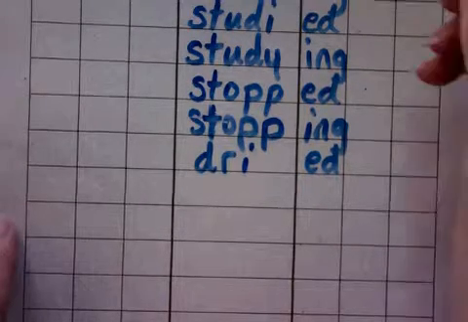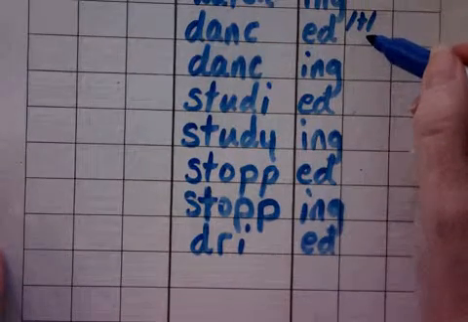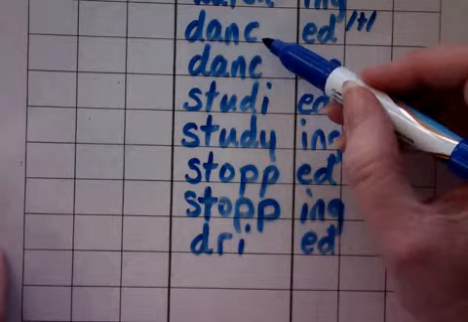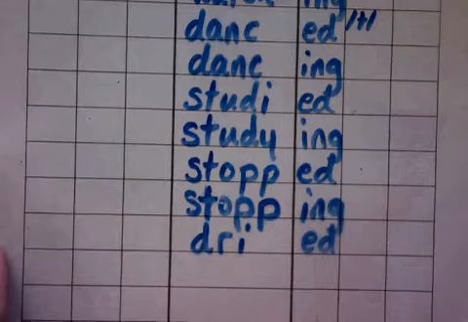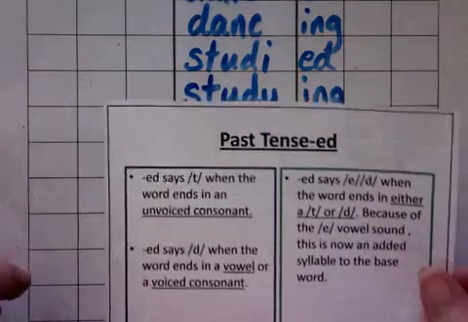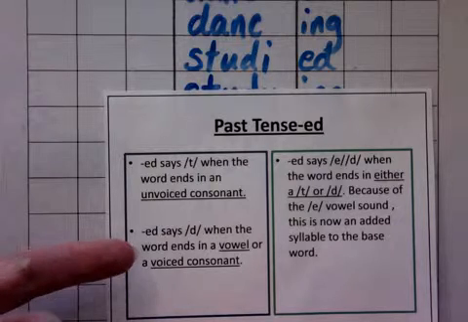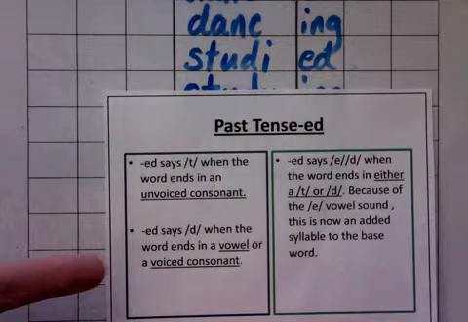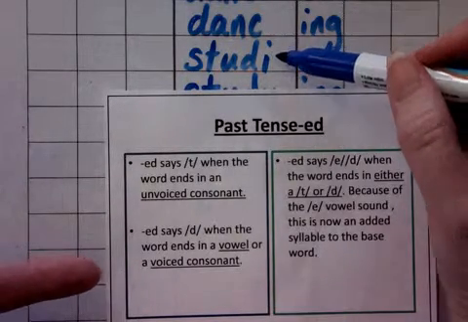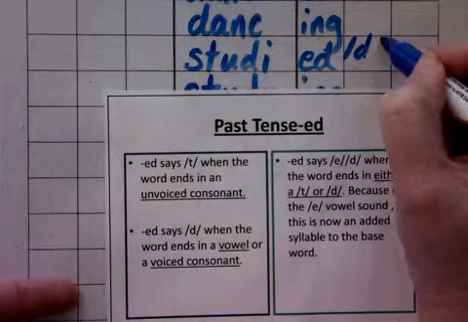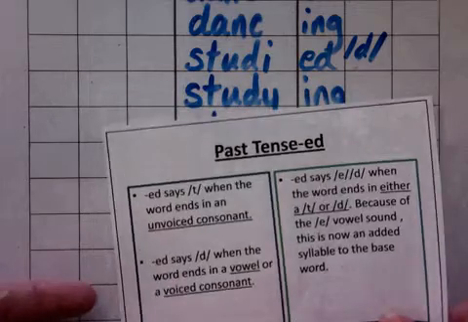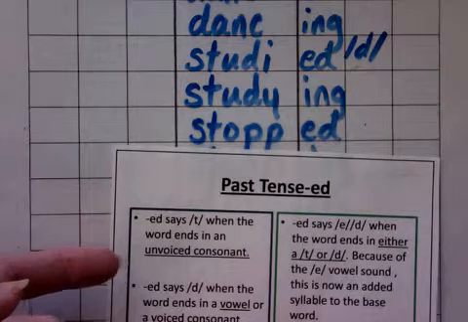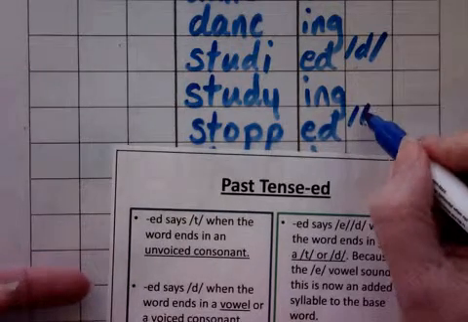Now, danced had the T sound because the word ends in an unvoiced consonant. Study actually ends in a vowel sound. So, the ed says D when the word ends in a vowel or a voiced consonant. Because study ends in a vowel sound, ed says the D sound. Let's look at another one. Stopped. The P is an unvoiced consonant, so the ED says the unvoiced T sound.